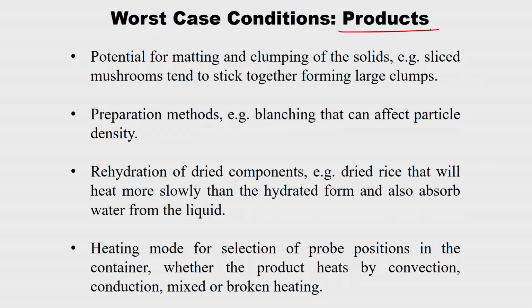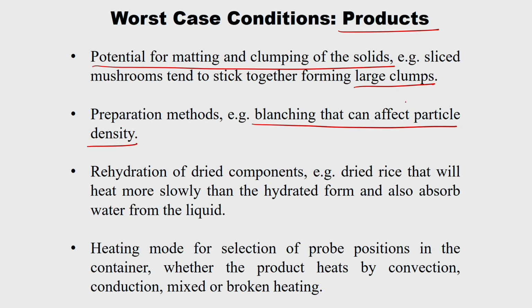And the products again, then potential matting and clumping of the solids. This I discussed during blanching. Some of the leafy vegetables, when you blanch them, form a mat and the heat transfer rate would be decreased. Normally in the ideal case we consider it going through the blancher in a very smooth manner, but that will not be the case. It may form large clumps. And a preparation method, blanching, that can affect the particle density.